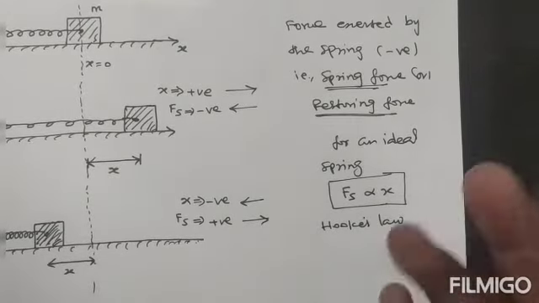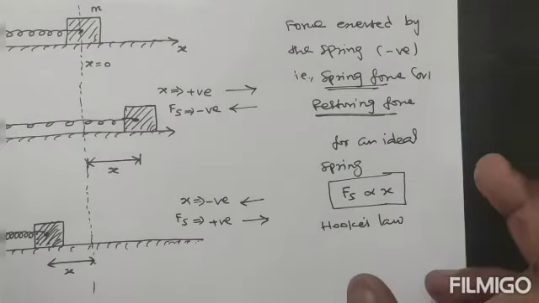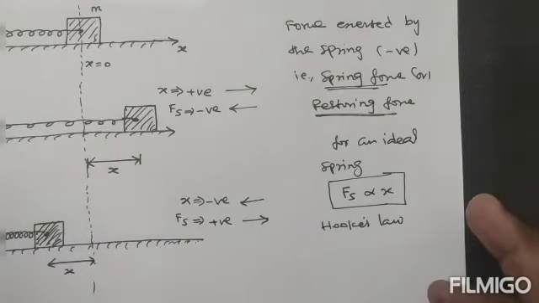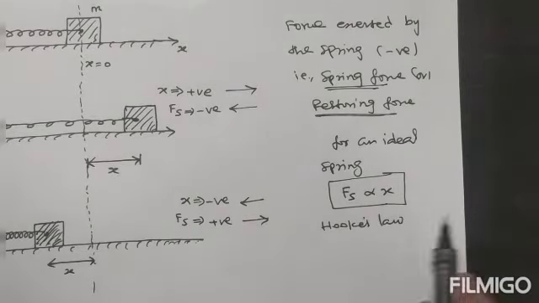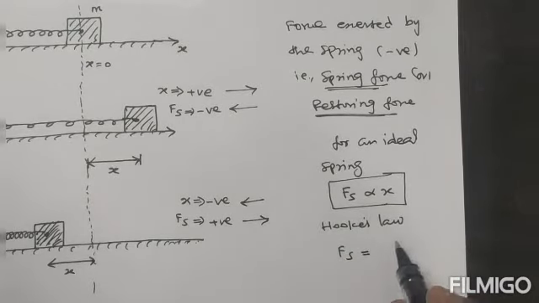Hooke's law says the applied force is directly proportional to the displacement of the body. You will study this Hooke's law in the chapter on mechanical properties of solids. So we can say that Fs is directly proportional to x. To remove the proportionality, we add a constant, that constant is k, times x.